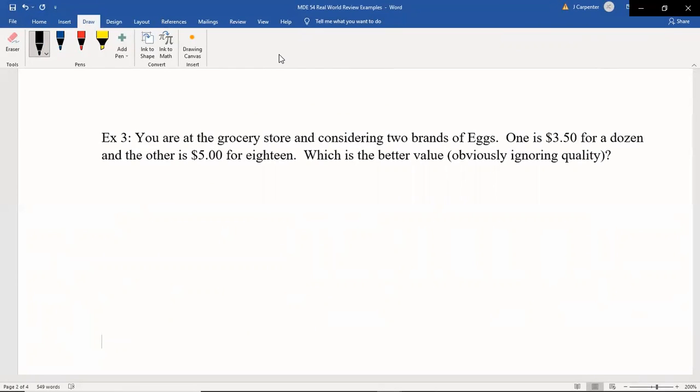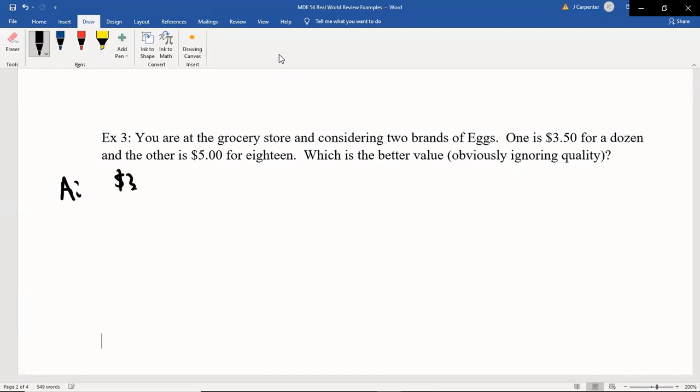So maybe one of these brands is going to be, you're going to get those nice orange organic yolks, and the other is just your super cheap eggs that are in facilities that aren't the best. We're just looking for the best cost per unit, which is exactly what we do here. We take the costs and divide it by how much we get. So for what we'll call A, that's where we're going to have $3.50 for a dozen. We take the cost, we divide it by how much we get.